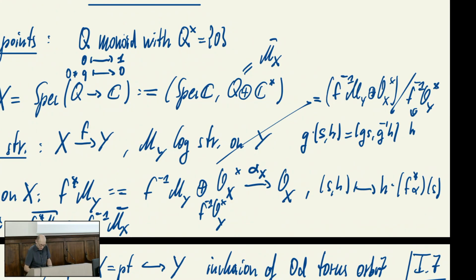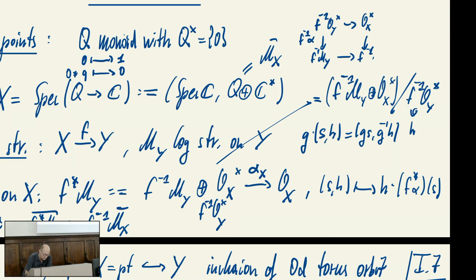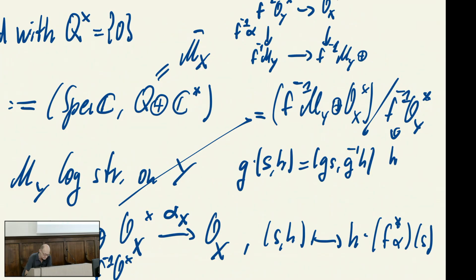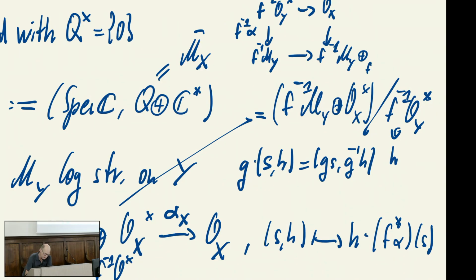Can you read this? So you would have a diagram. You have a universal property for this diagram. So this is the f inverse alpha morphism, and then you have that guy here, right? Oh, it's hard to write. Maybe I should take the smaller one. f inverse O_Y star.